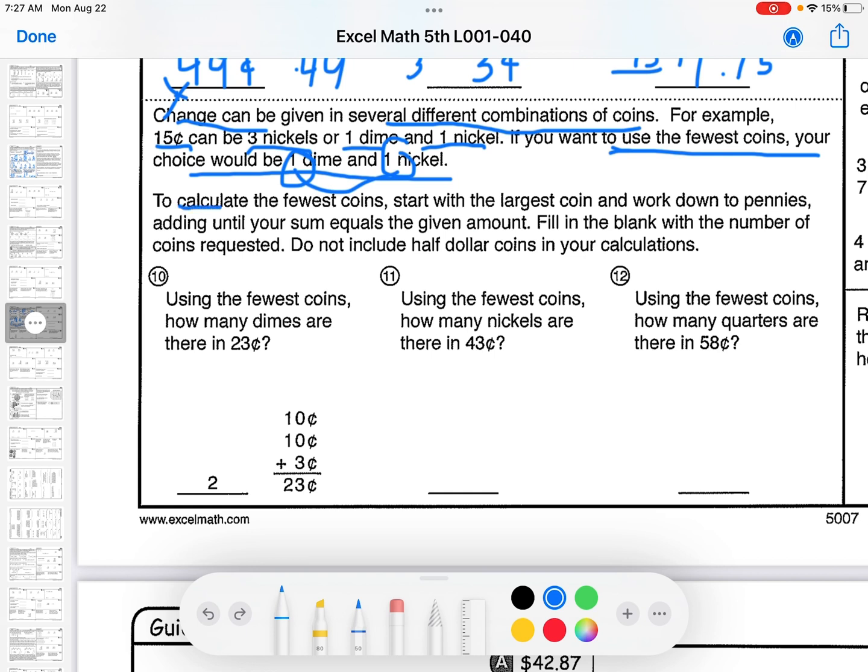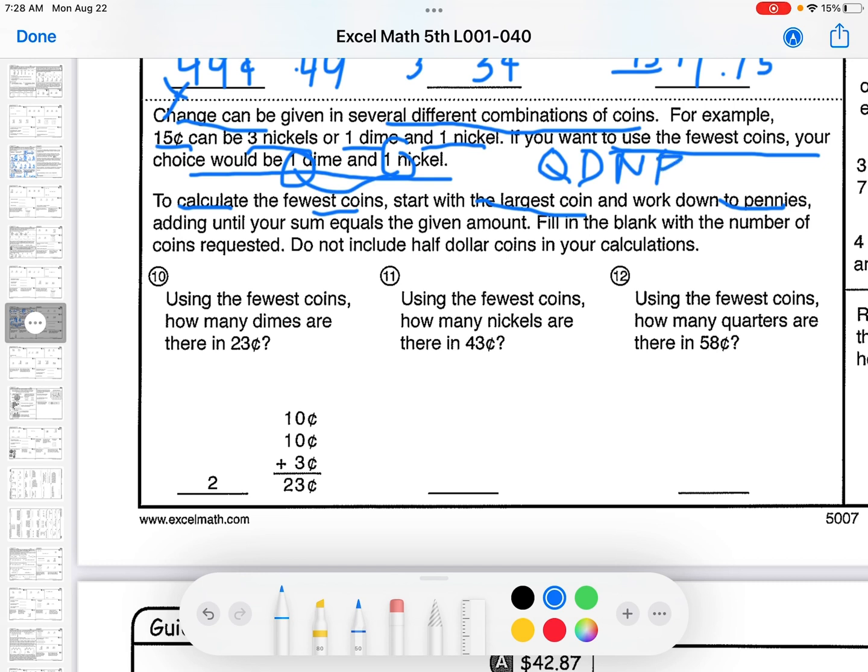To calculate the fewest coins, start with the largest coin. What's the largest coin? That would be a quarter. And work your way down to pennies. What's the next biggest coin? Now, we do have 50-cent pieces, but we usually don't use those very often. So we're going to start with quarters. Then dimes would be the next biggest. That's 10 cents. Then nickels is the next biggest. And I don't mean the biggest in size for the coin, but the worth the most, okay? So quarters are worth the most, 25, then dimes, 10, then nickels, and then obviously pennies are worth the least.